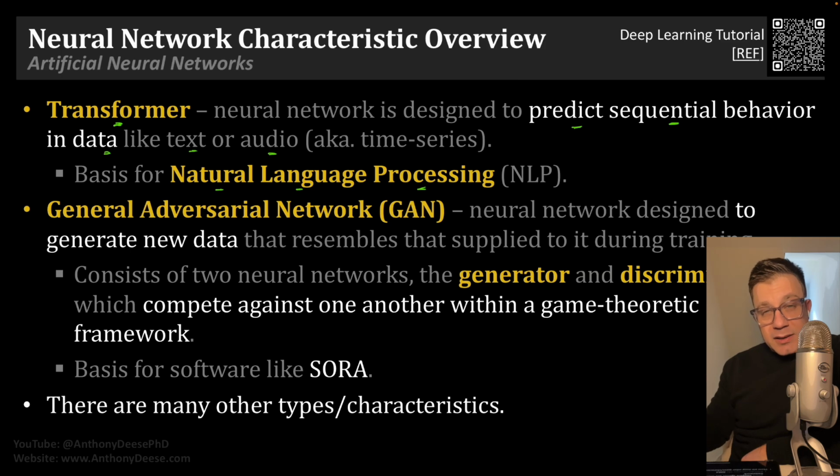Another interesting type, one that's especially interesting now, would be the generative adversarial network. And this is a neural network designed to generate new data that resembles that supplied to it during training. It consists of two neural networks, the generator and the discriminator, which compete against one another within a game theoretic framework. And this is the basis for software like Sora or DALL-E that are able to generate new videos or new images based on lessons learned from the training data. Now, obviously, this is just a few examples of interesting neural network types and characteristics, and we're going to dive into some others later on as well.